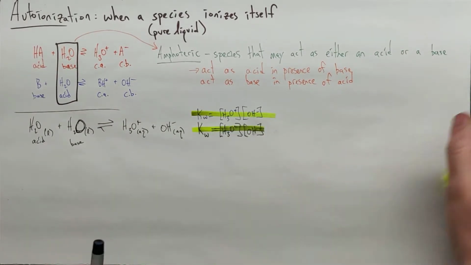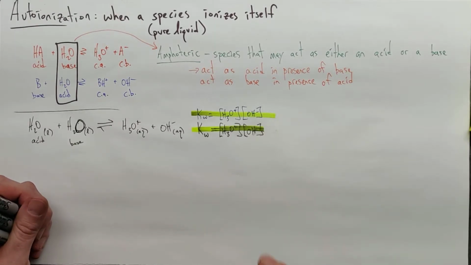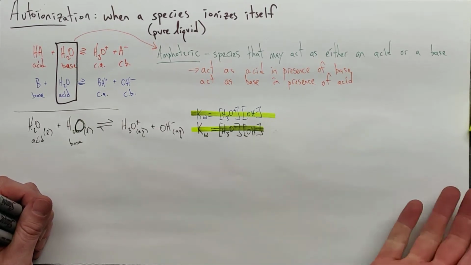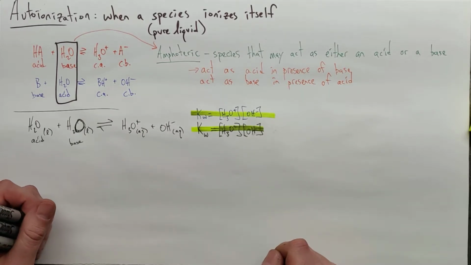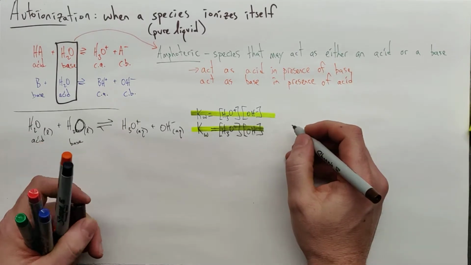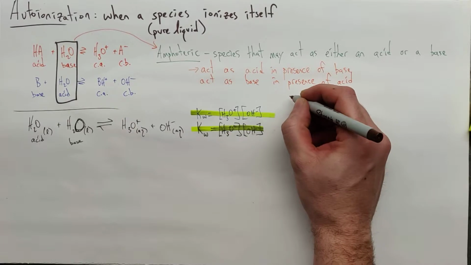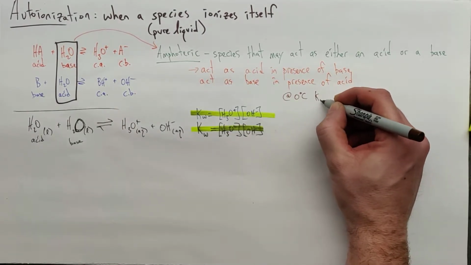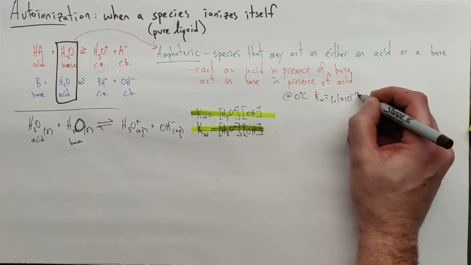Good enough. So the Kw, the autoionization constant for water, changes with temperature because that's what K values do. Equilibrium shifts with temperature, and there are Le Chatelier explanations for that. In this particular case, let's look at a few values that I pulled from online, maybe like ChemLibreTexts or something. At 0 degrees Celsius, Kw is 1.1 times 10 to the minus 15.